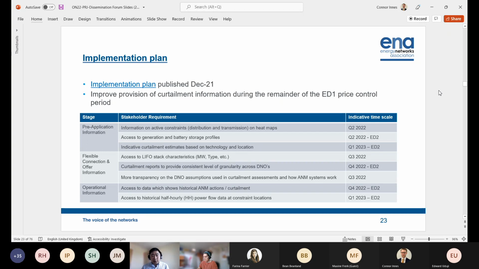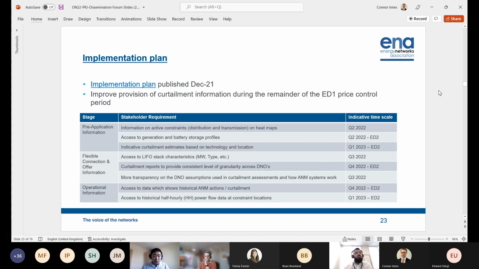At pre-application stage, we try to standardize the information we give you on our heat maps. We try to share the generation and battery profiles we use for curtailment studies, and give you a standard and simplified format of what the curtailment estimates are based on technology and location.